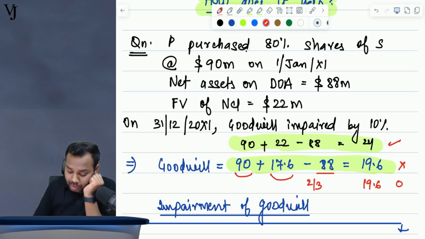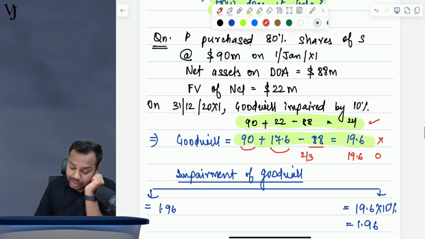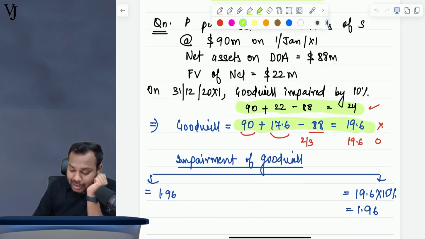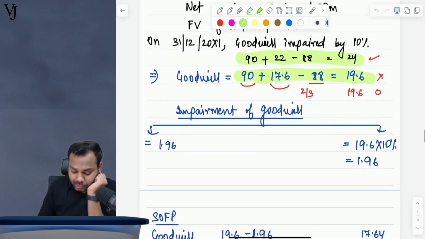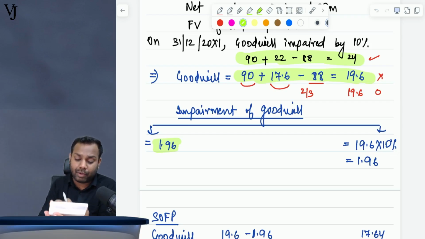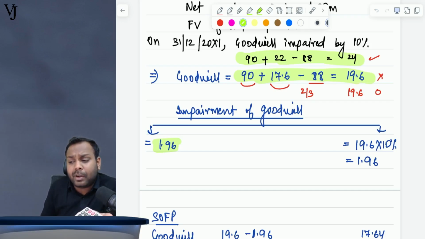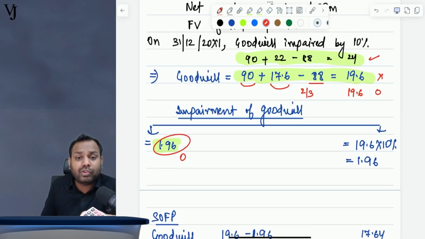Okay. Now, again, the question is saying that the goodwill is impaired by 10%. So now, even if you have calculated 19.6, there are two students. Student 1 simply writes impairment loss is 1.96. What he did is he calculated 19.6 multiplied by 10% is 1.96. He simply wrote impairment of goodwill is 1.96. You know what? He will get 0 marks. Why? Because your goodwill was wrong, hence your impairment of goodwill is also wrong. Because the figure is not matching, the figure is wrong.